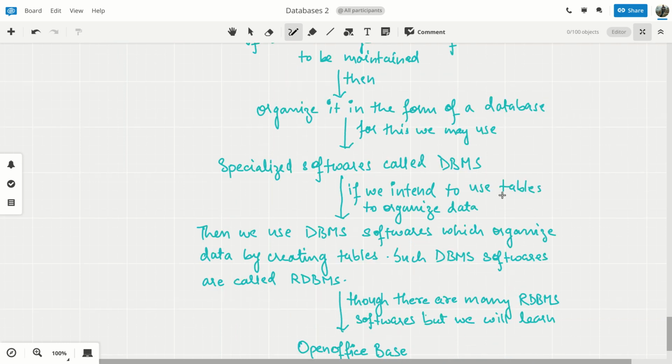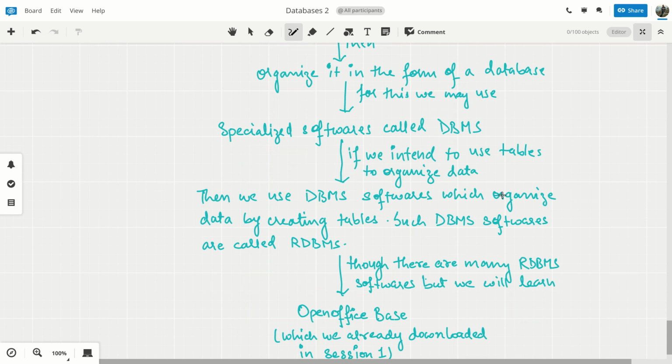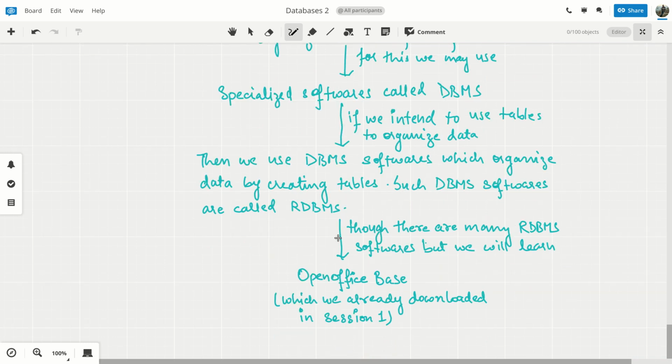And if we want our DBMS softwares to maintain our databases in the form of tables, an organized collection of tables, then we will go for a special type of DBMS softwares known as RDBMS softwares, which will create tables, and collectively those tables will be known as one database. Like we have seen, there are many types of RDBMS softwares, for example, MySQL and Oracle, but our focus of interest and as per the curriculum is OpenOffice Base.